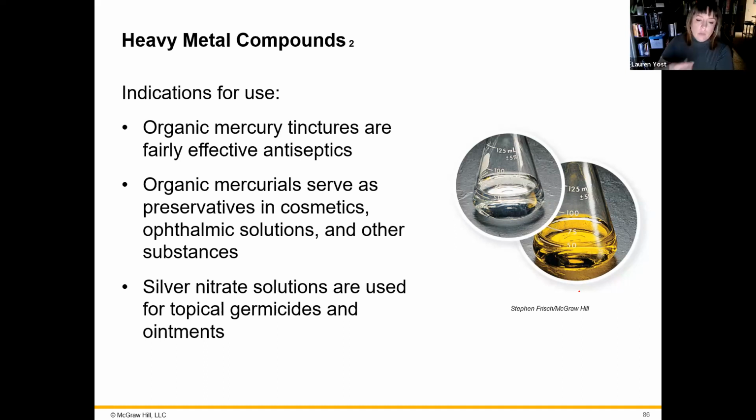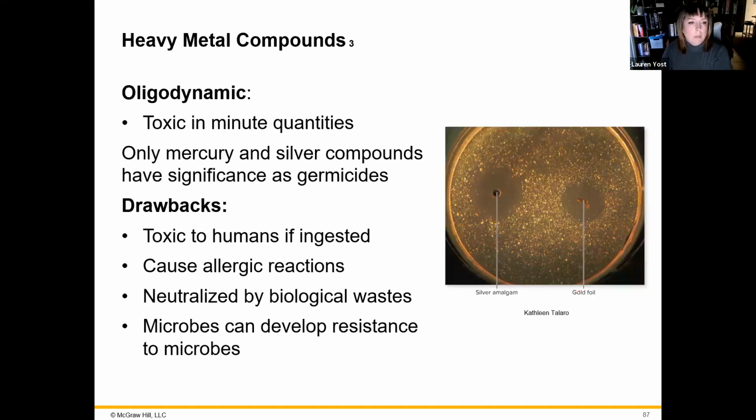So silver nitrate, we know silver is pretty good for antimicrobial stuff. Silver nitrate can be used as a solution for topical treatment of wounds or as an ointment. These are the oligodynamic metallic compounds, where we have mercury and silver compounds that we can use as germicides, but these can be toxic in very small amounts. So that's a problem a lot of the time, and it can also be neutralized by biological waste products as well. And resistance, of course, that's an issue.